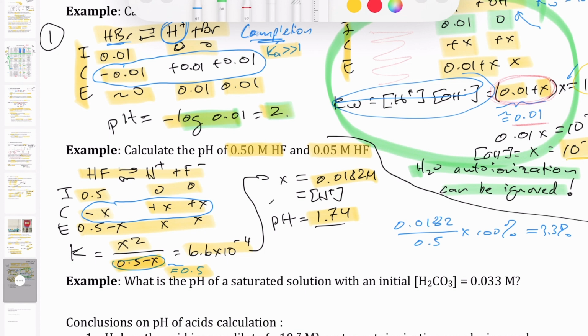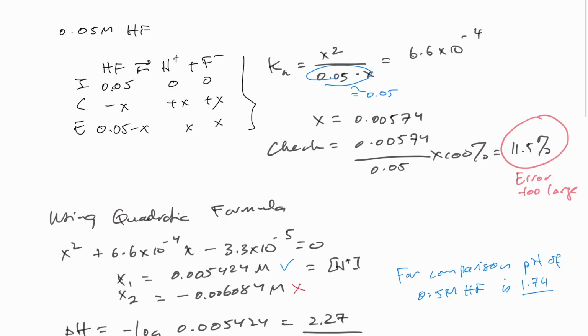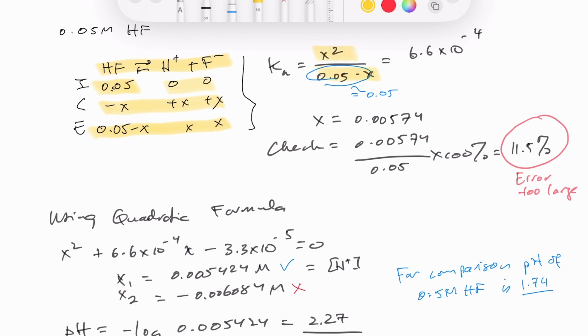Now let's take a look at that second problem, which is 0.05 molar HF. I worked out this problem here, and you can see that the setup looks pretty much identical to the problem I just did with half a molar. 0.05 now, 0, 0, minus X plus X plus X, and then the setup at equilibrium. And then I use exactly the same K expression for HF, and the same value. And I still use the same assumption right here, which is to assume that 0.05 minus X is roughly equal to 0.05. If I do that, this is the answer I got.